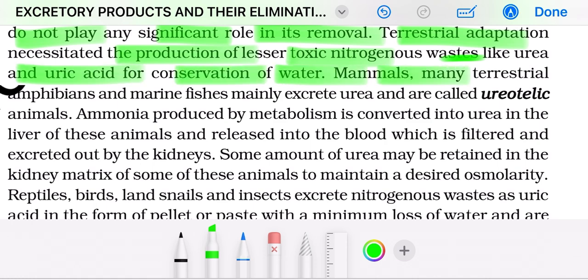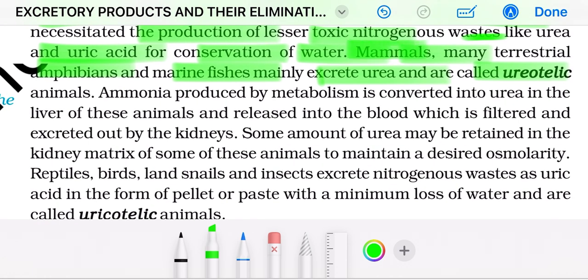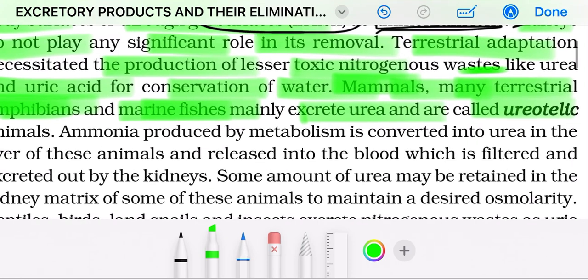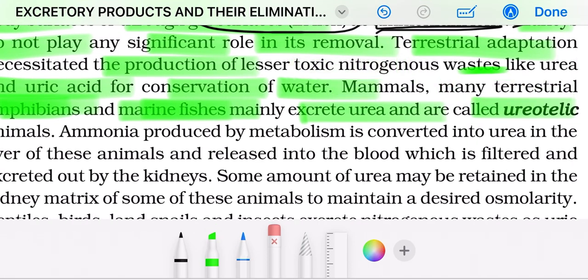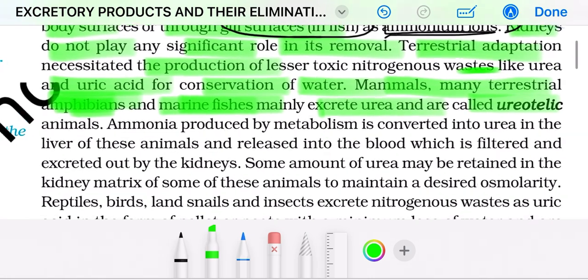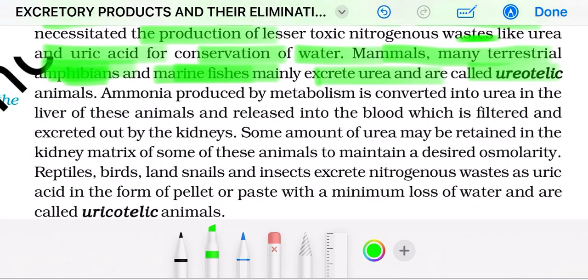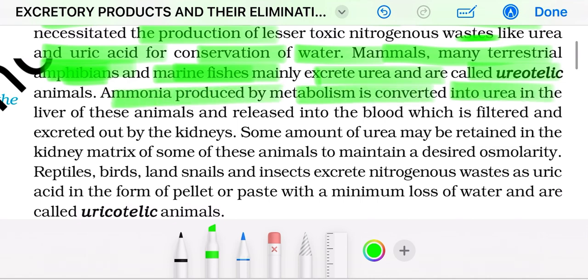Mammals, many terrestrial amphibians and marine fishes mainly excrete urea and are ureotelic. Ammonia produced by metabolism is converted into urea in the liver of these animals and released into the blood, which is filtered and excreted out by the kidneys.